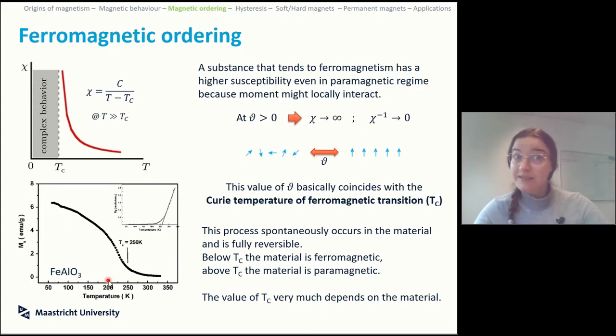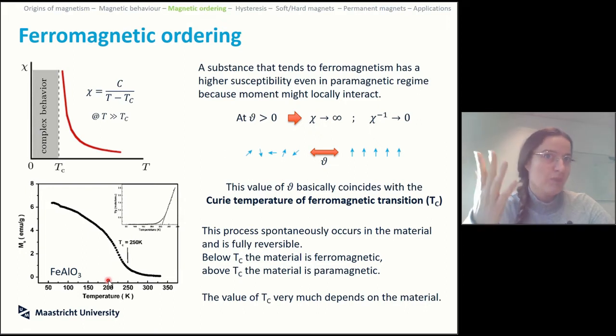If you heat back up and you go above the Curie temperature, you will disorder the atoms, and more than the atoms, you will disorder the magnetic moments, and your substance will go back to being paramagnetic. It's perfectly reversible, just a function of temperature. And how does this look, experimentally speaking?